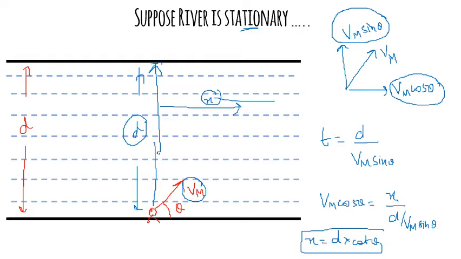So if the river is stationary and the man is traveling at an angle theta like this, the velocity will have two components, Vm cos theta and Vm sin theta. The person will travel in the vertical direction due to Vm sin theta, and the distance to travel vertically is d. So the time taken to cross the river will be this, and in this time the person will also move horizontally. The horizontal velocity equals distance divided by time, and time is d upon Vm sin theta.